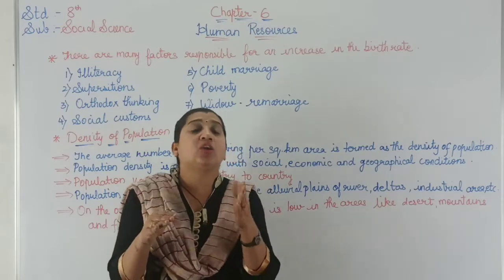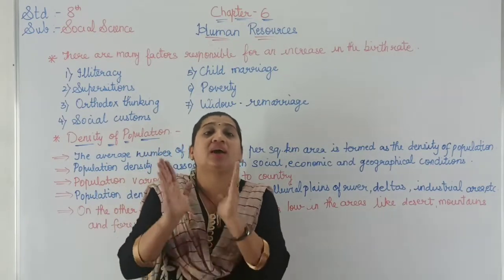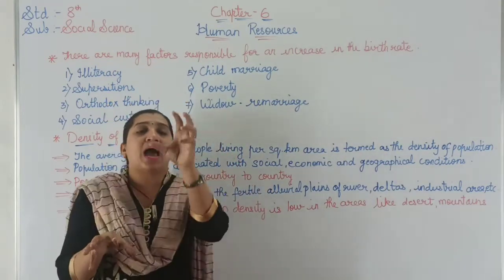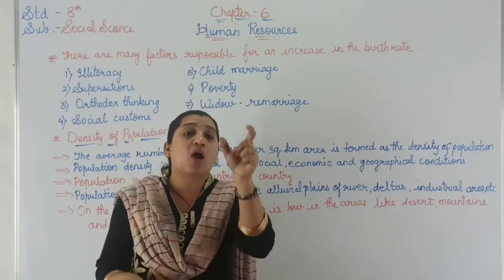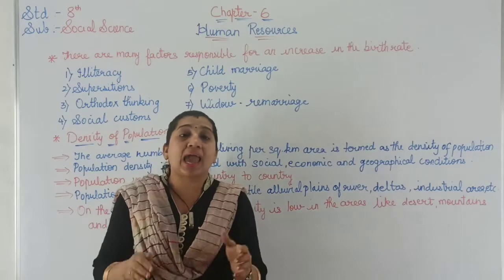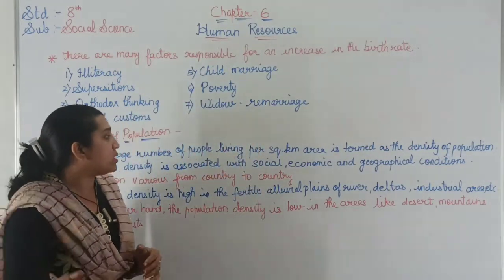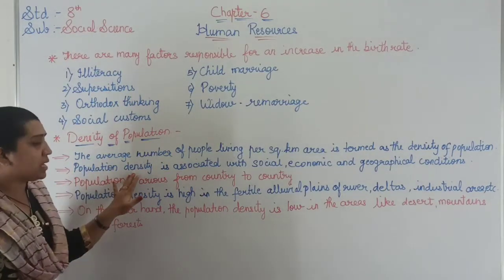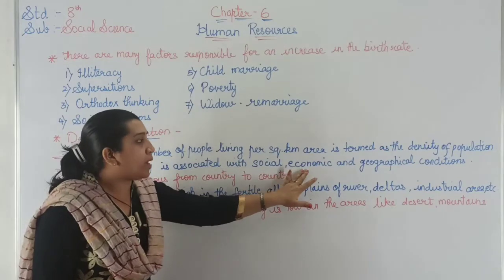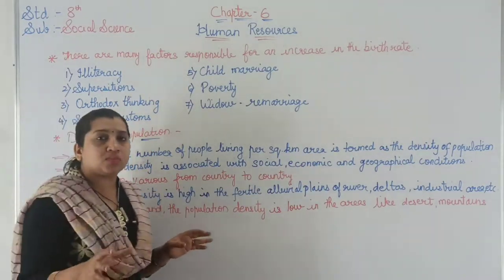After calculating the males and females, they are differentiated by age structure: how many people come in the category of children, how many in the category of adults, and how many in the category of senior citizens. Population density is associated with social, economic and geographical conditions. Now the population is becoming clear.